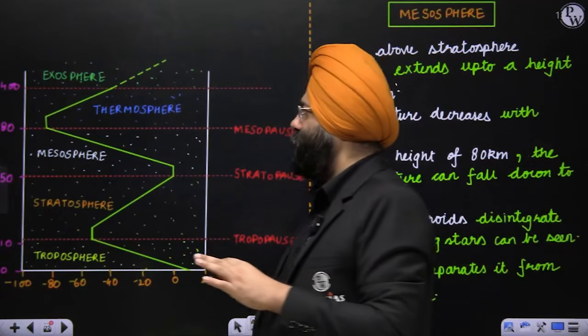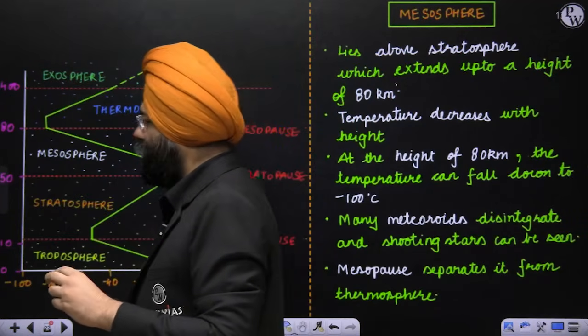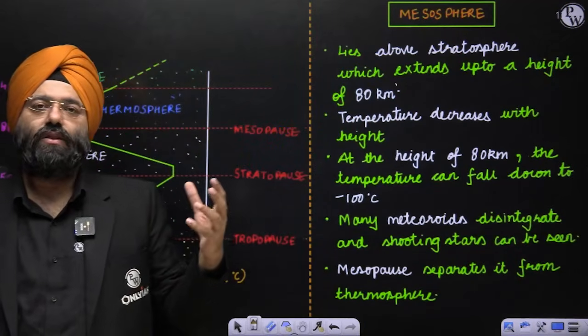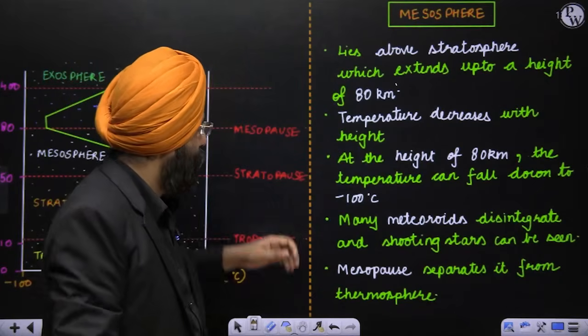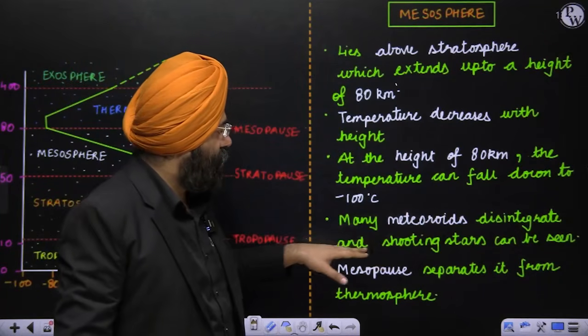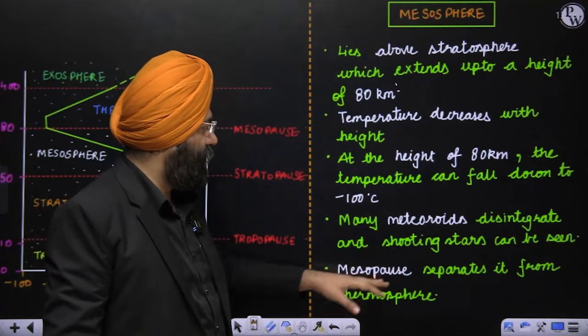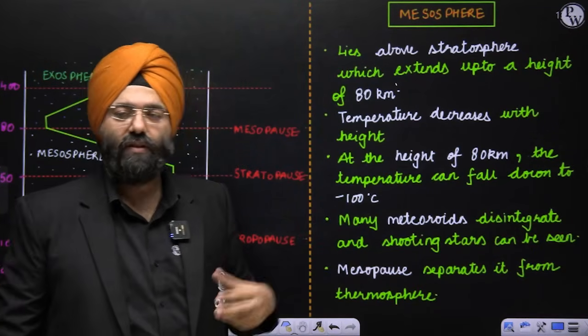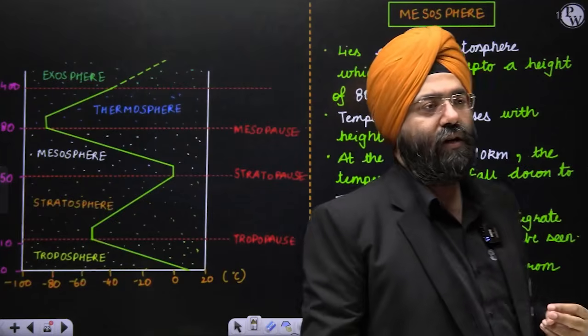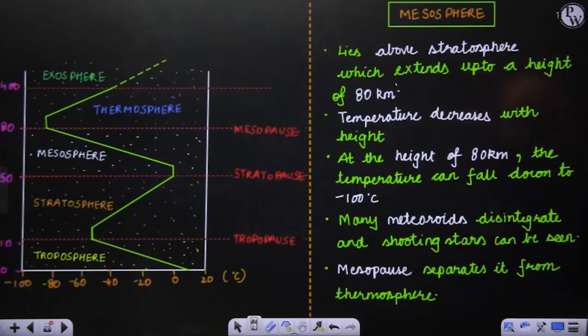Sometimes you will be coming across this. So within the atmosphere, you will be mentioning mesosphere, generally considered the coldest. Many meteoroids disintegrate and the shooting stars are generally seen over here, and the mesopause basically separates it from the thermosphere. Now these are some details that you should be well aware of, and something that you should note down also. Quickly note it down.